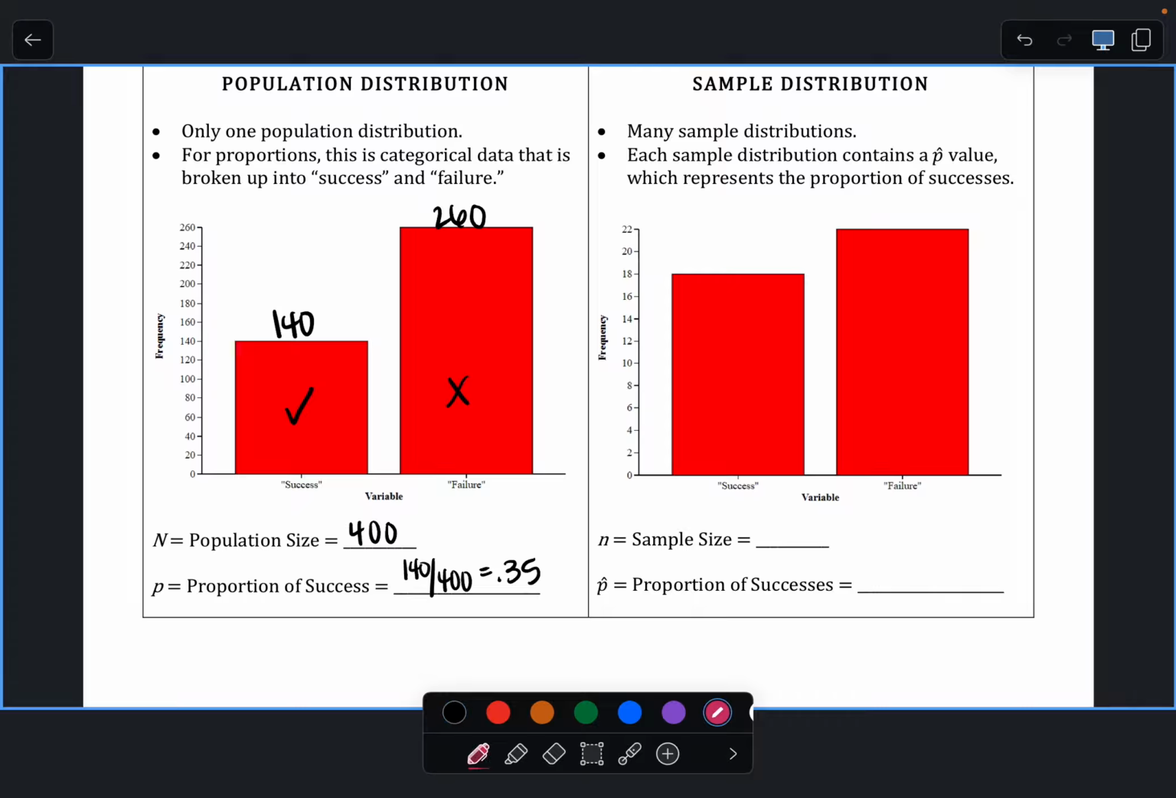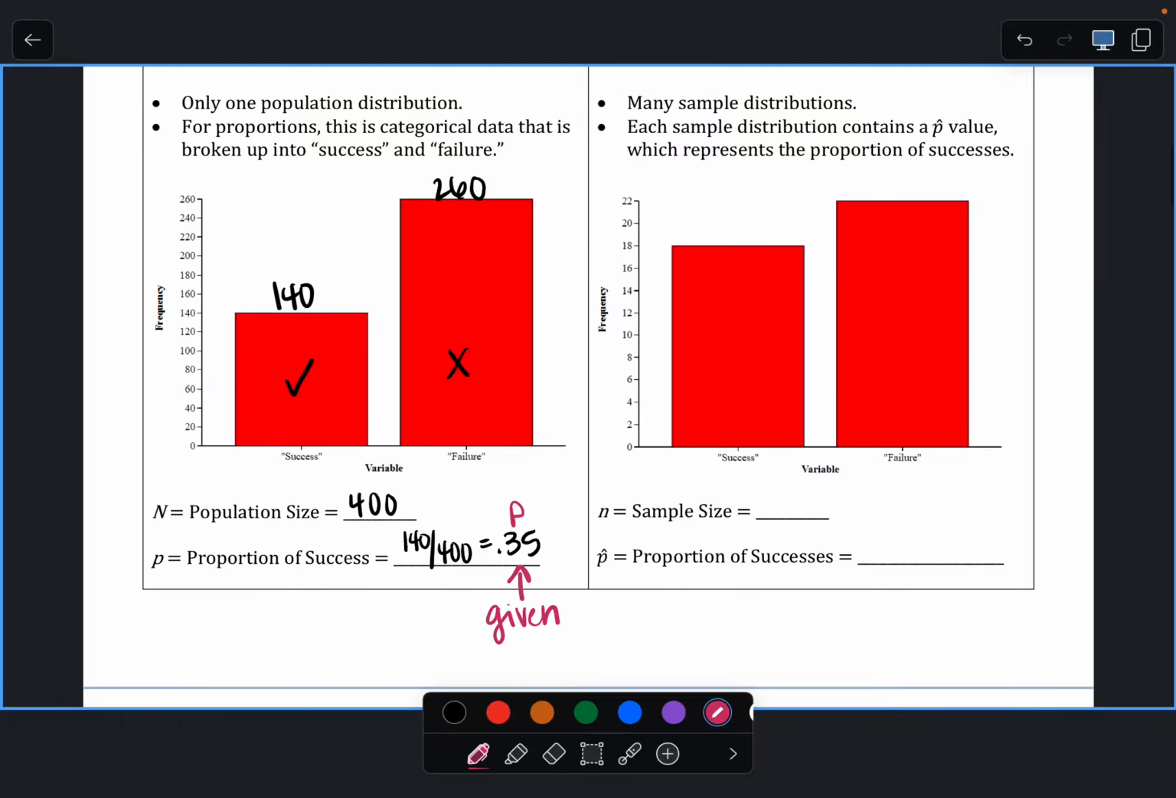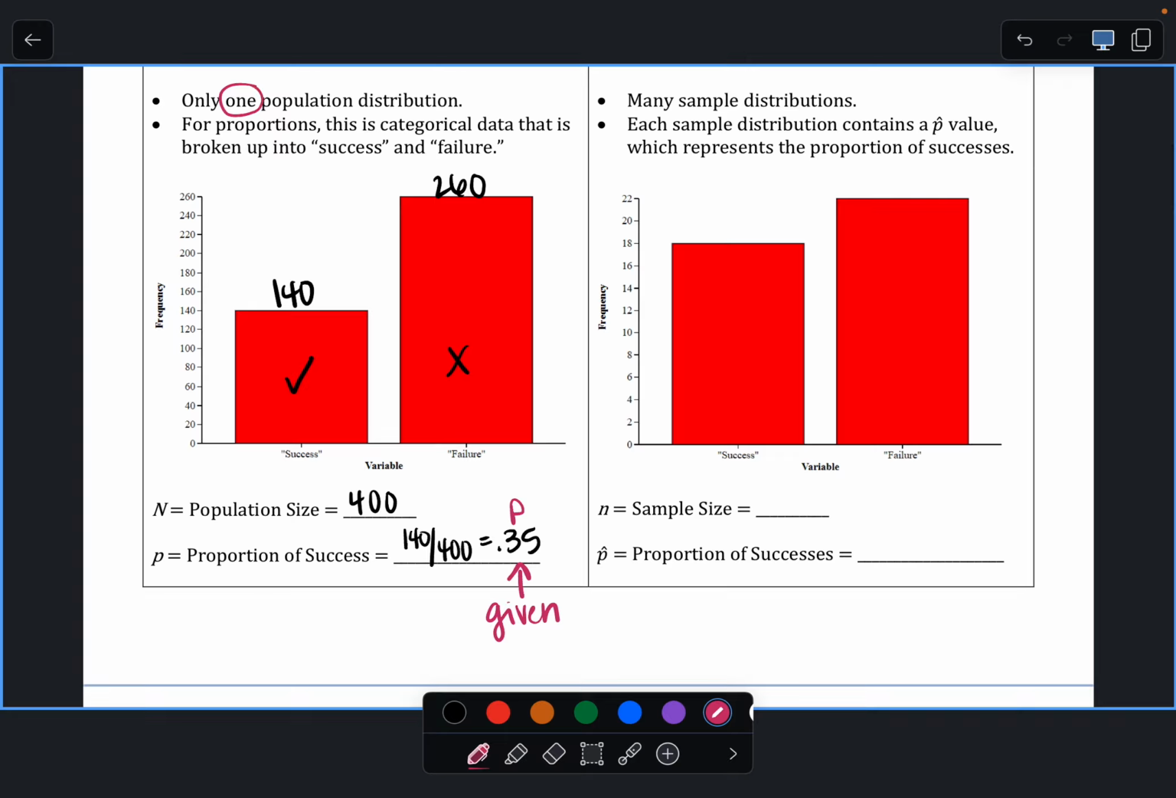I know it's on the very far left, but I'm going to go ahead and rewrite it. This is our P. This is our population proportion. For the most part, when you read a question and you start getting information from what they're telling you, this P value ends up being given. They'll tell you 40% of people have brown eyes, and then that's just what you say. They're not necessarily going to give you a distribution like this. They're just going to tell you what the value is. There is only ever one population distribution because there's only one true value that exists out in the world.